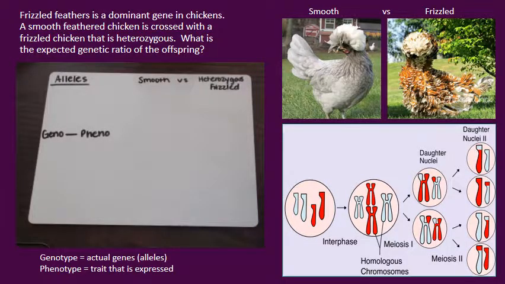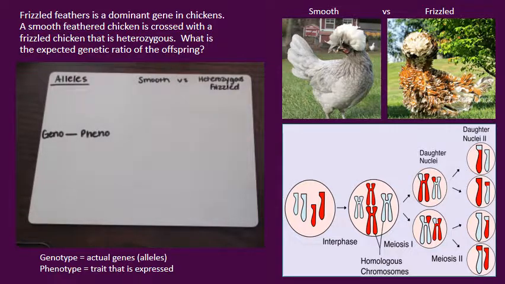The genetics problem we're going to solve today is: frizzled feathers is a dominant gene in chickens. A smooth feathered chicken is crossed with a frizzled chicken that is heterozygous. What is the expected genotypic ratio of the offspring?